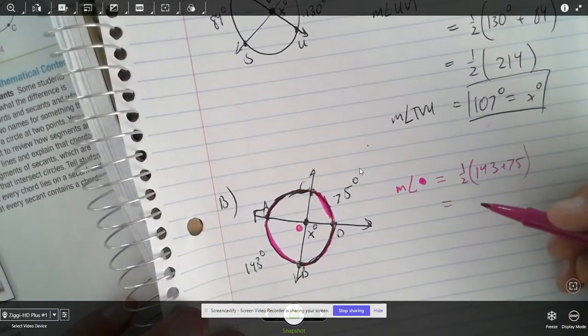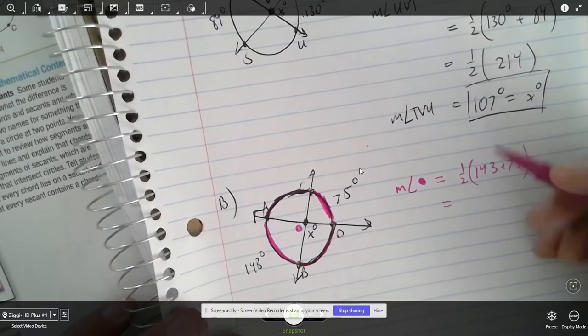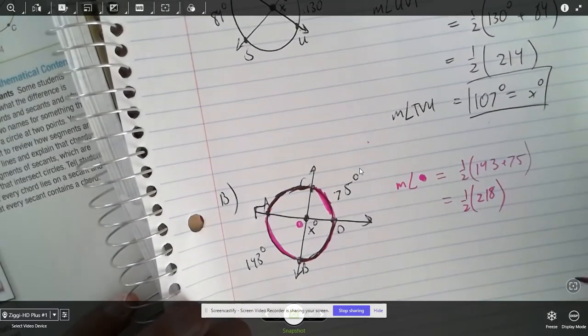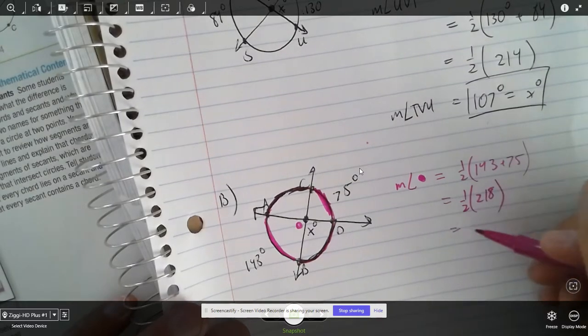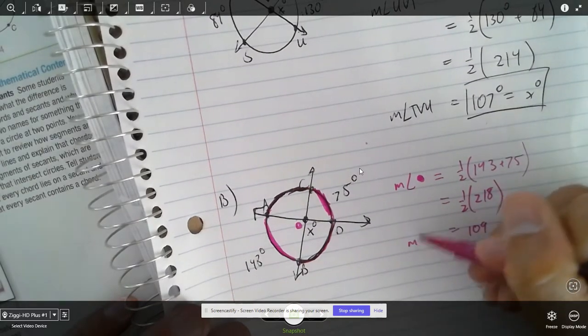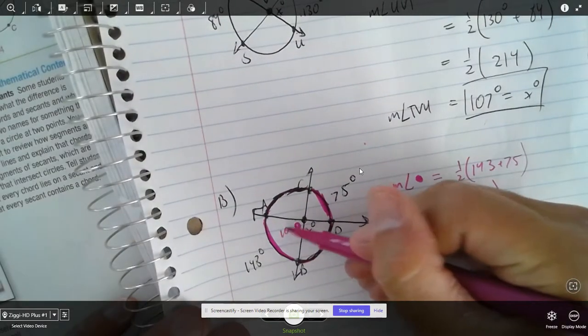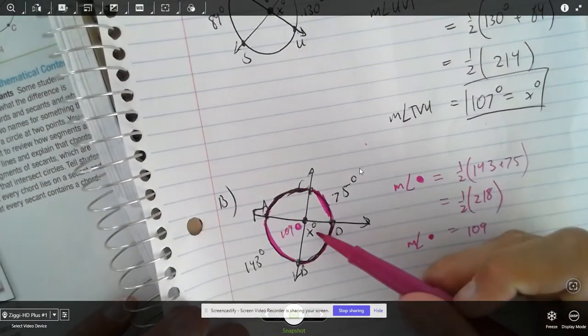218 or 219, or is it? I think it's 218. Yes, 1/2 of 218. Okay. Why is this important, Mr. Wee? Well, I'll show you. So 109. So measure of angle, whatever that is, okay, is 109. This is 109. How does that help us for x degrees?